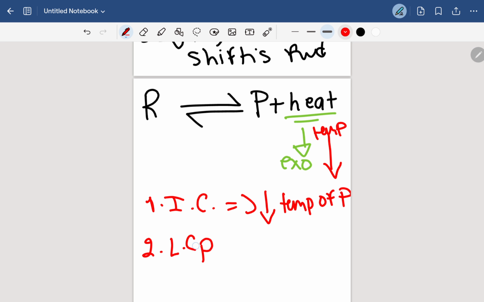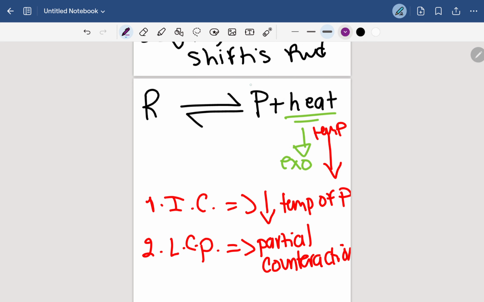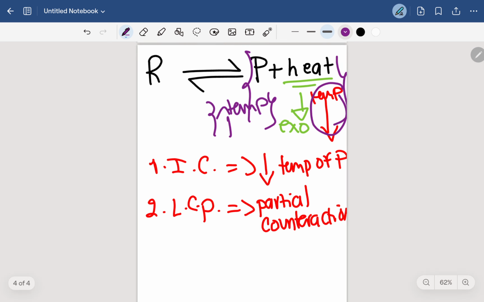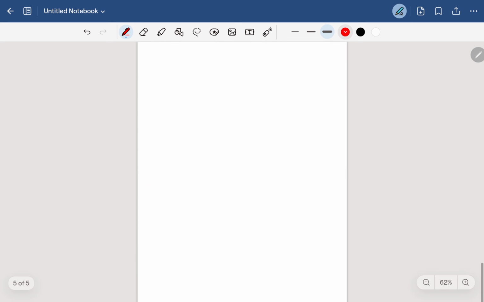The second step is Le Chatelier's principle, which is partial counteraction. Now for it to partially counteract, we will go to where we put the change. We put the change in the products. We're going to do the total opposite of the change we made. So if we're decreasing the temperature, a partial counteraction will be the total opposite, which is an increase in temperature. So how does this counteraction happen? We say this happens by increasing temperature of products. Alright, I need an extra page for this one.